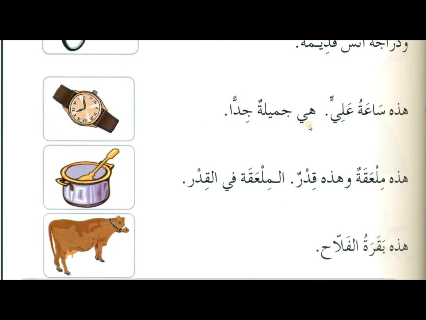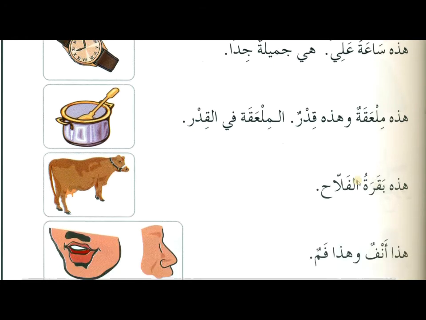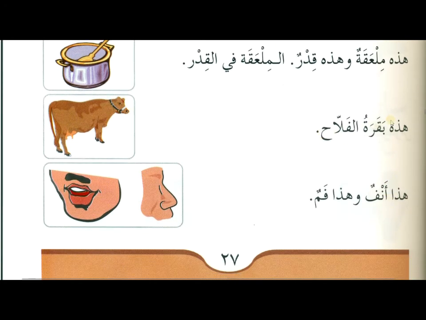Hazihi sa'atu Ali. Hiya jamilatun jiddan. This is the watch of Ali. It is very beautiful. Hazihi milakatun wa hazihi qidrun. This is a spoon and this is a cooking pot. So this cooking pot is called qidr. And this word is considered as feminine. Al milakatu fil qidri. The spoon is in the cooking pot. Hazihi bakratul falah. This is the cow of the farmer.